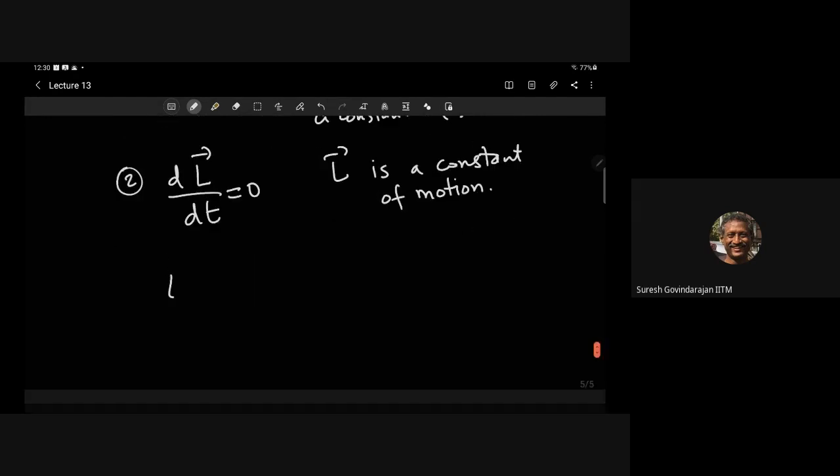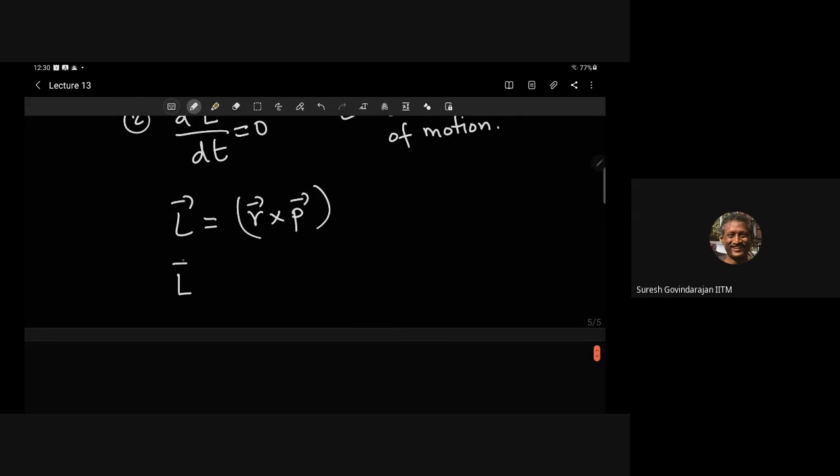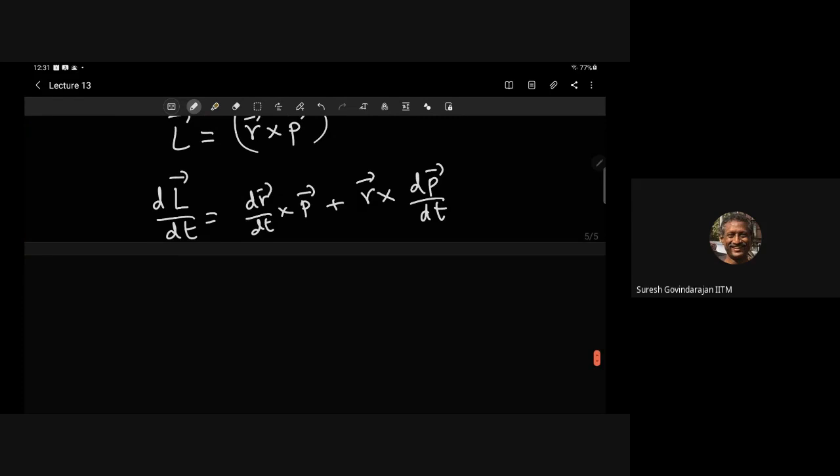So what is L? L is r cross P. dL by dt will have two terms, using Leibniz rule: dr by dt cross P, and r cross dP by dt. Correct? But what can we say about the first term here? dr by dt is v, so this is equal to 1 by m times P. So what is P cross P? 0. Okay, so this is 0.